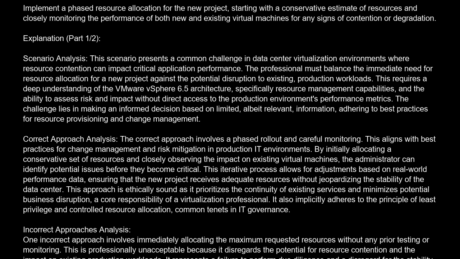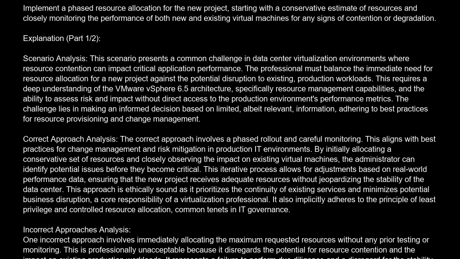This approach is ethically sound as it prioritizes the continuity of existing services and minimizes potential business disruption, a core responsibility of a virtualization professional. It also implicitly adheres to the principle of least privilege and controlled resource allocation, common tenets in IT governance.